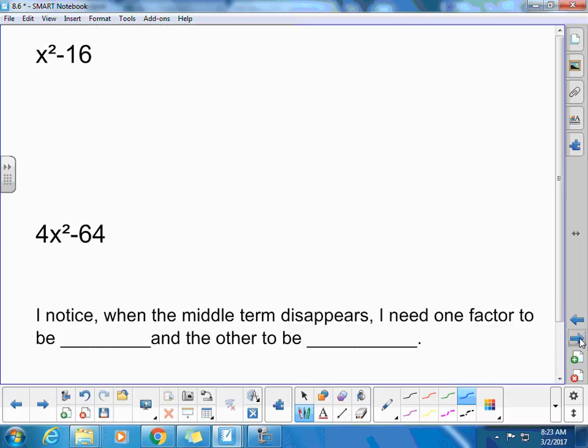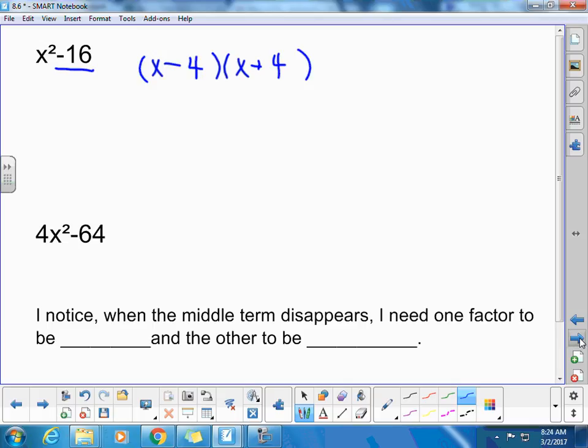So in this case, square root of x squared, which is x, there's no middle terms, so I know I have to have opposite signs. So x minus something and x plus something. The square root of 16 is 4. So I should have x minus 4 and x plus 4.